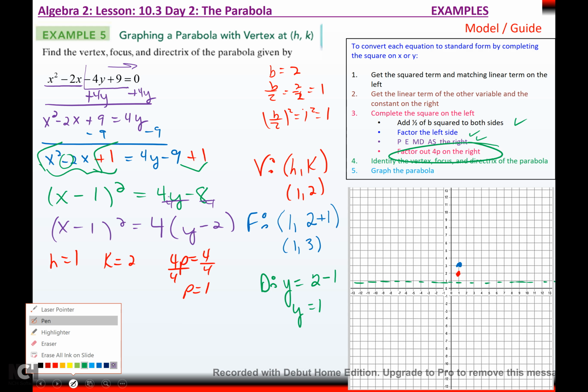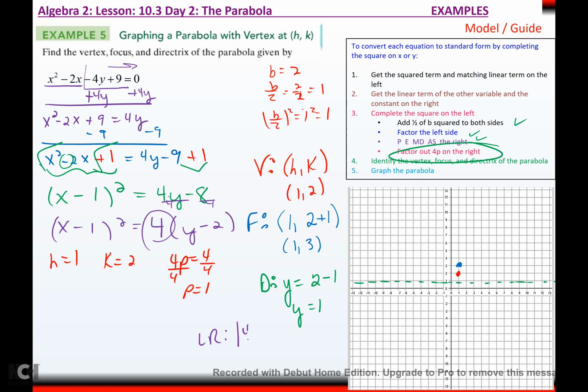And now I just need my latus rectum, which is going to be the absolute value of 4, which is 4. Half of that is 2. So from my focus, I'm going to go 2 units to the right and 2 units to the left. Connect those to my vertex, and there's my parabola. Okay?